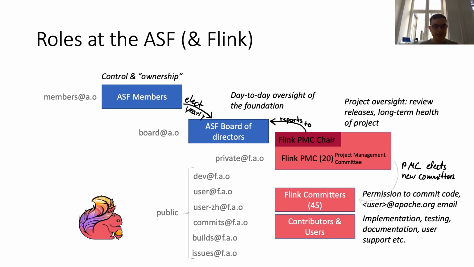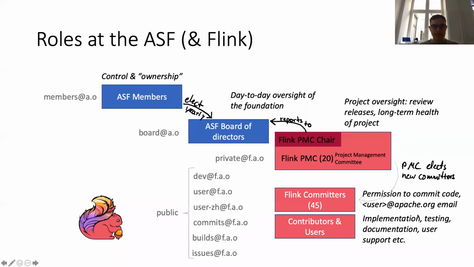And then there are more like system mailing lists, the commits list, where all the commits are replicated or sent to. Like for each commit, there's an email. The builds mailing list for the build system, and the issues mailing list where all the changes to our Jira instance are reported. So we are using Jira for bug tracking.